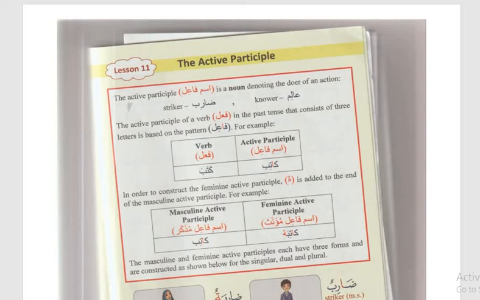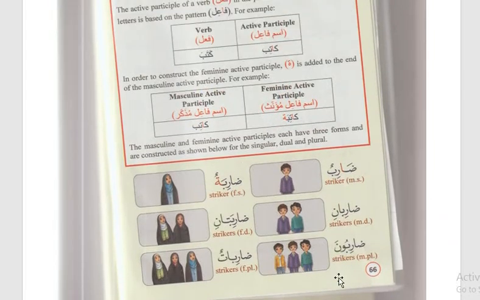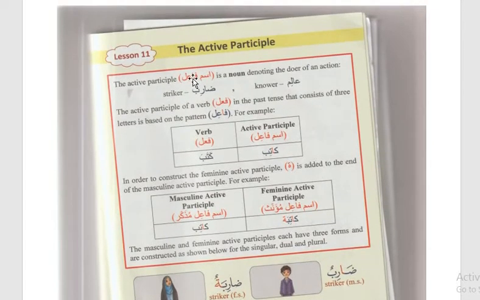Please open your Arabic book on page 66, as you can see here. Again, your Arabic book, page 66. Today, as I said, we're going to have a new topic, which is the active participle. Active participle in Arabic means اسم الفاعل. So what do you mean by active participle? The active participle or اسم فاعل is a noun denoting the doer of an action.